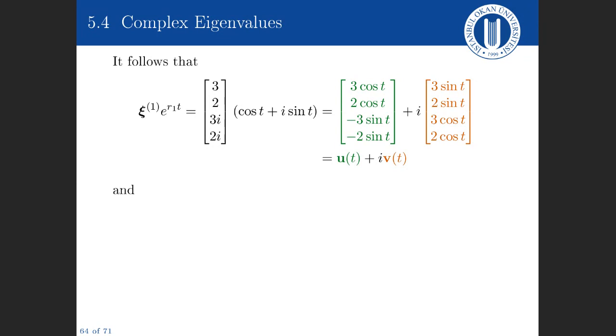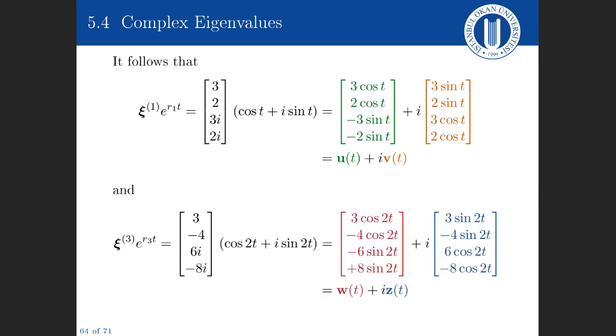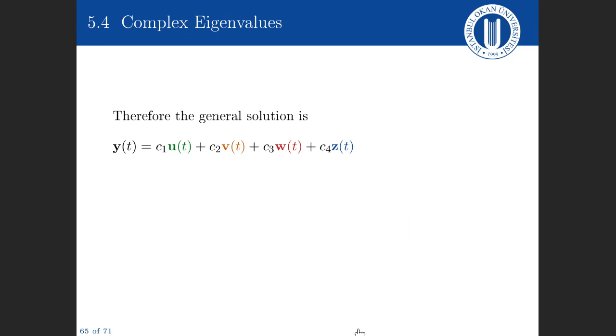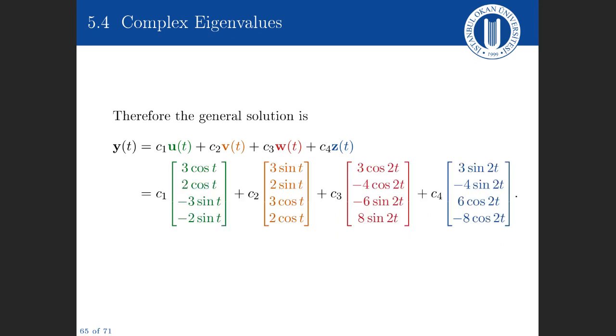First, we'll look at the first solution, x1. That's xi1 e to the power r1 t. We can write this as a green function plus i multiplied by an orange function. We have two real valued functions, which I'm going to call u and v. And then we do the same thing for r3. We can write this as a real valued function plus i times a real valued function. I've already used u and v, so I need new letters. I'm going to use w and z. We have four real valued functions, u, v, w, and z. And these are the functions that we use to write down the general solution. The general solution must be a linear combination of these four functions. This is the general solution to this problem.